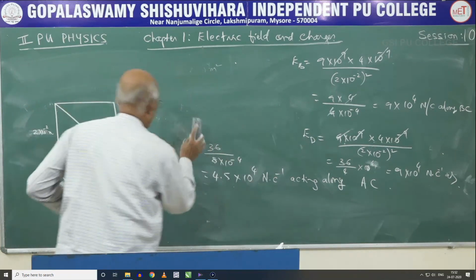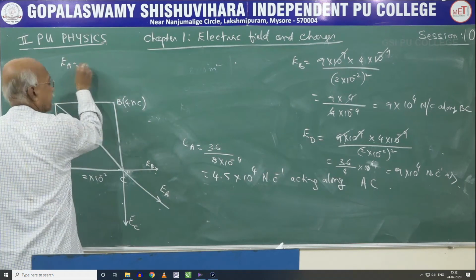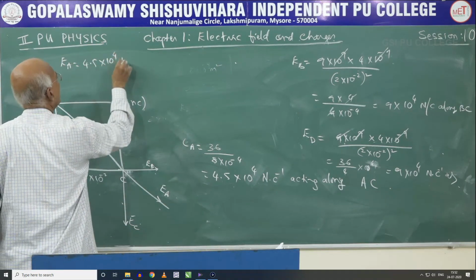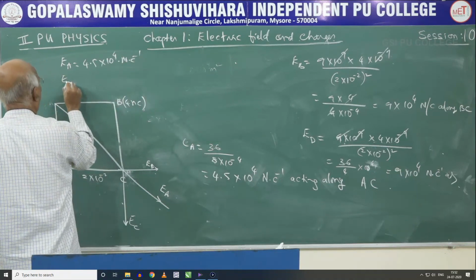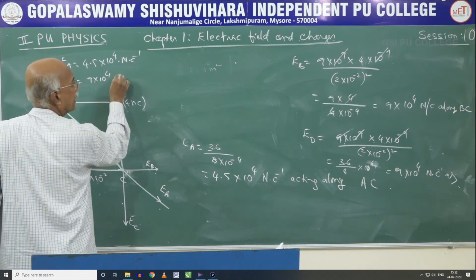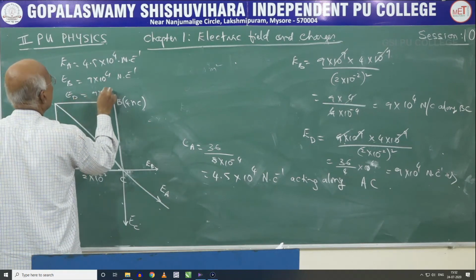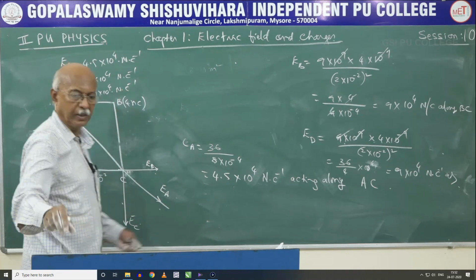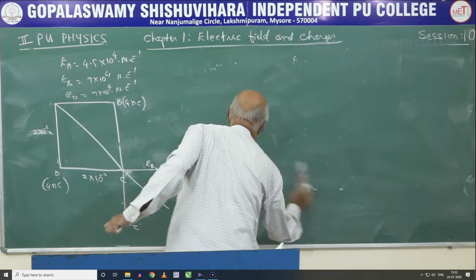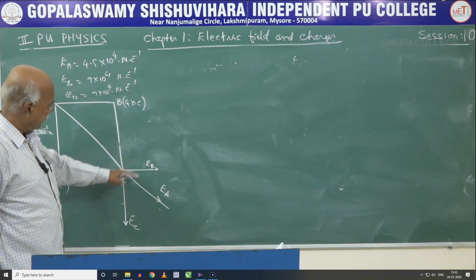Now looking at the diagram, you have got E of A equal to 4.5 into 10 to the power of 4 Newton per Coulomb. E of B is equal to 9 into 10 to the power of 4 Newton per Coulomb. E of D is equal to 9 into 10 to the power of 4 Newton per Coulomb. Now we will calculate the resultant of these two and we will add it to the third case.